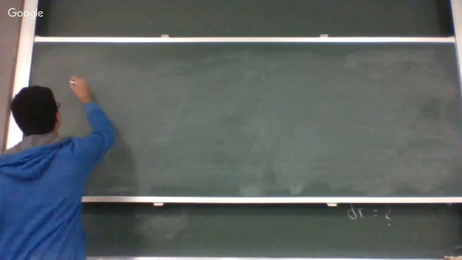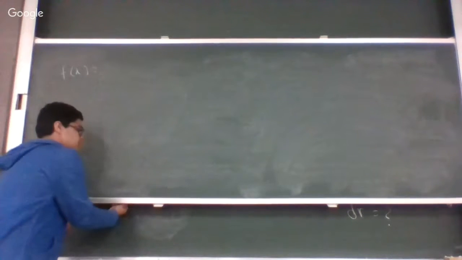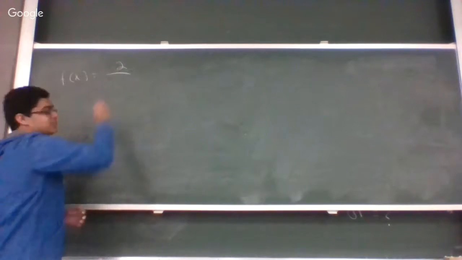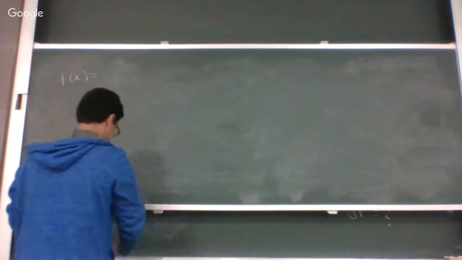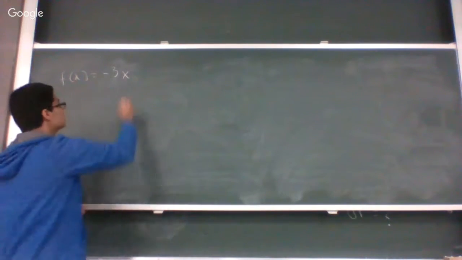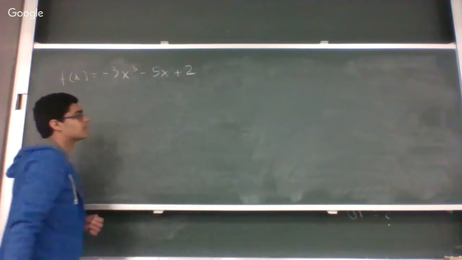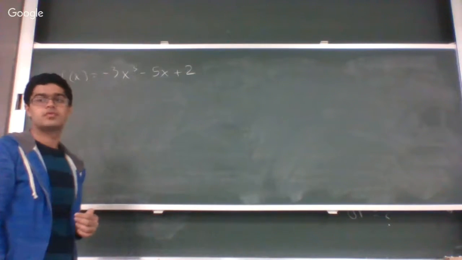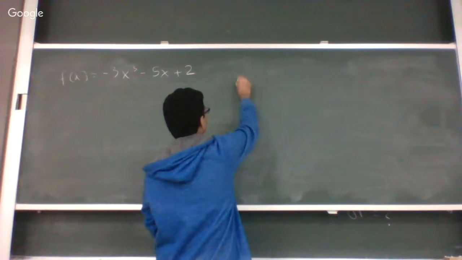So f of x. Let's do. He has a problem for you. Do you have a problem? Yeah, let's see, f of x equals negative 3x cubed minus 5x plus 6, for a equals negative 2. For what? What do you mean a? x equals a equals negative 2.